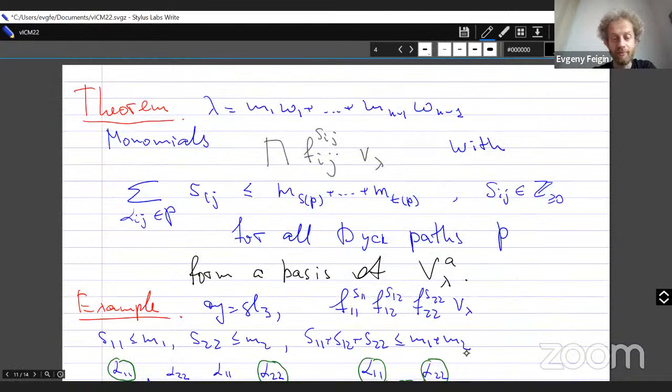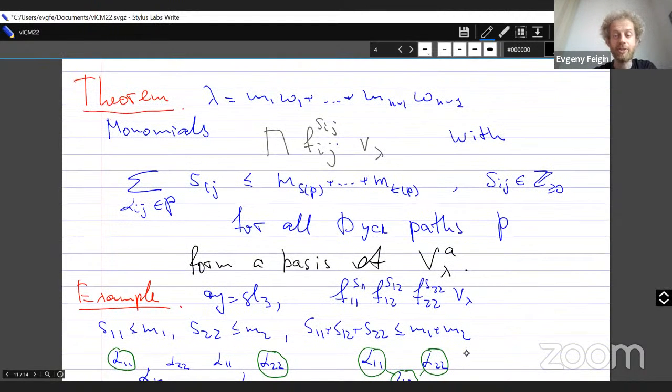So let me state the theorem. Let me take lambda to be the sum of m_i omega_i, the sum of fundamental weights, where the coefficients m_i are non-negative integers. We don't impose here the condition of lambda being regular, so this is any lambda, and the m_i are non-negative. Then we want to say which monomials Fij raised to the power sij are such that if we apply such a product to V lambda, we get a basis of our module.